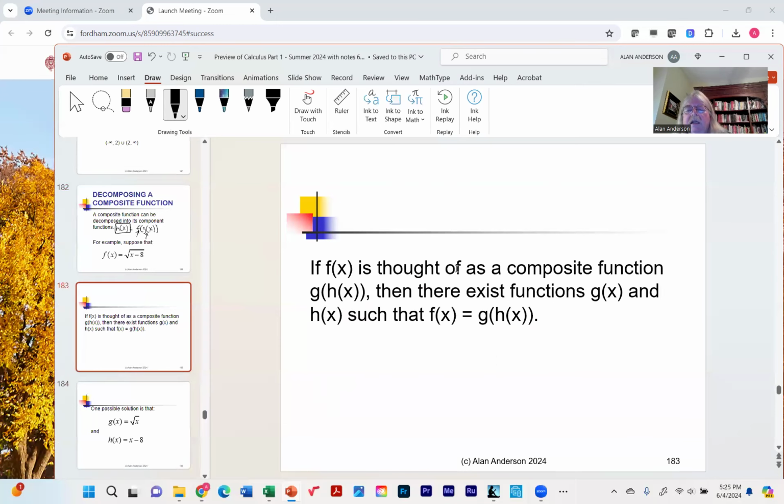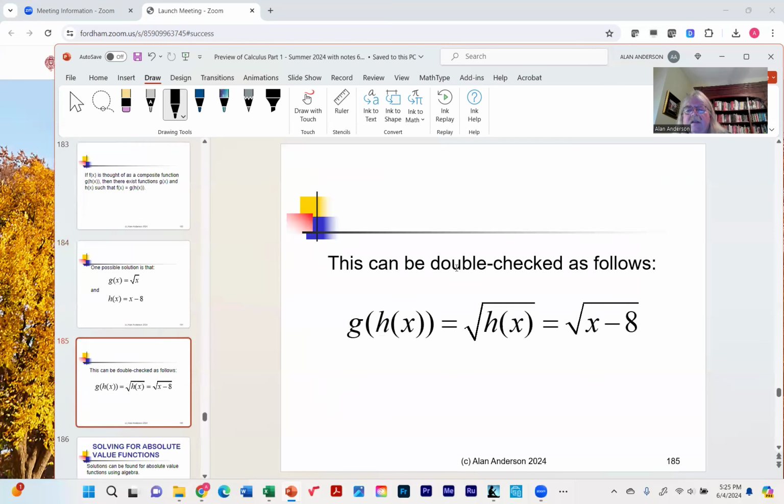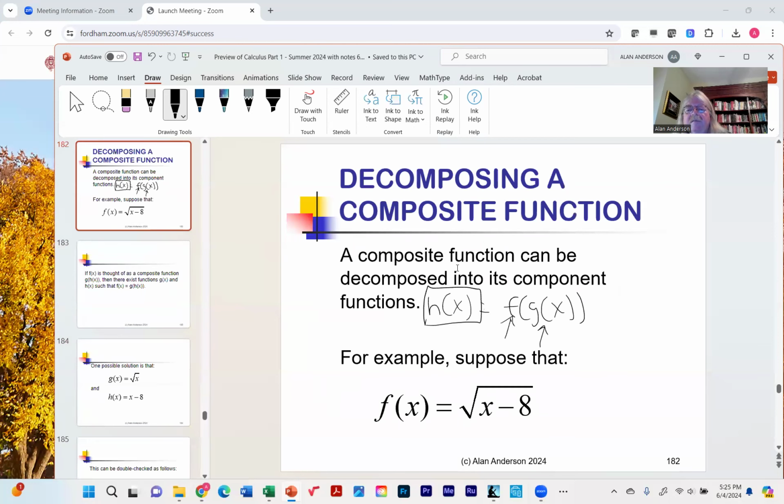I think I wrote it differently than they're doing here. Let's change this. Not that it really matters, but I want to be consistent with the notes. Okay, so in other words, this is the outer function, and this is the inner. And so we want to figure out what they are. And sometimes it's straightforward, sometimes it's not.